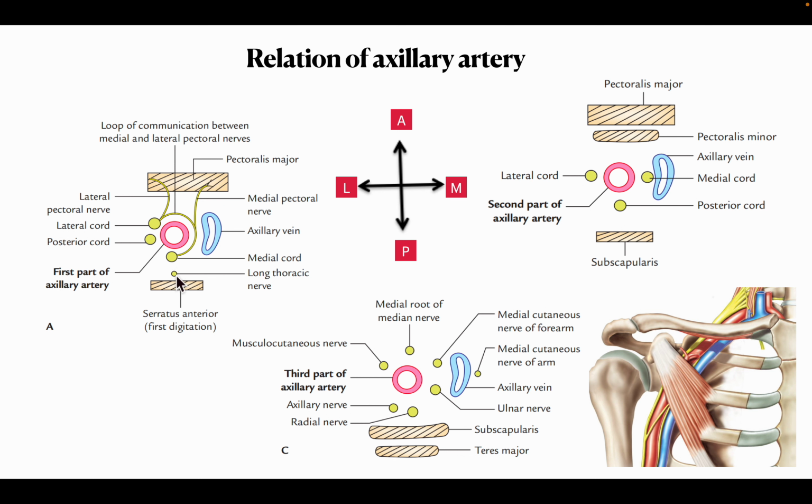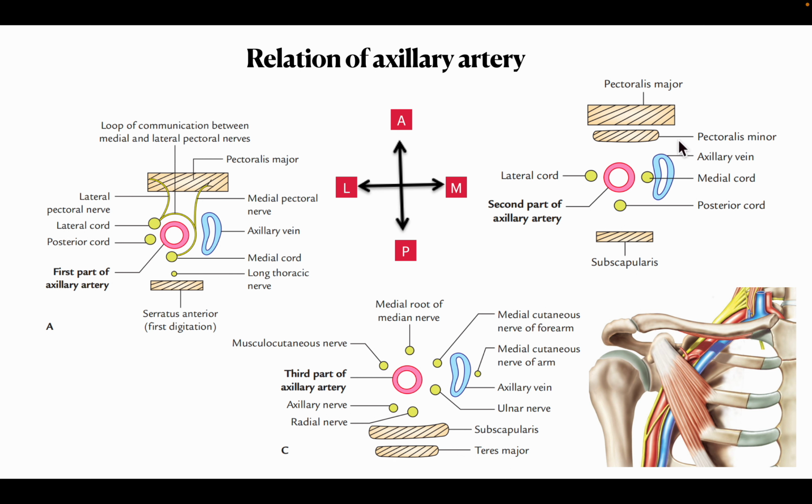That's why it is also forming the posterior relation of the axillary artery, as well as we have the medial cord of the brachial plexus, which is forming the posterior relation of the first part of the axillary artery. Now, in the same way, we have the lateral relations. The lateral relation is by the lateral cord of the brachial plexus and by the posterior cord of the brachial plexus. So these all are the relations of the first part of the axillary artery.